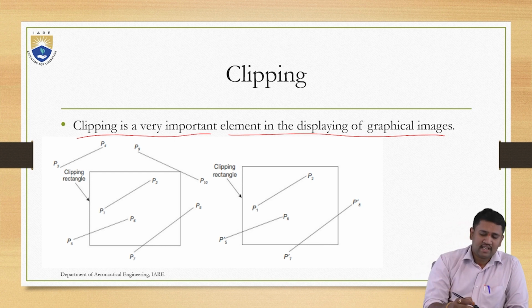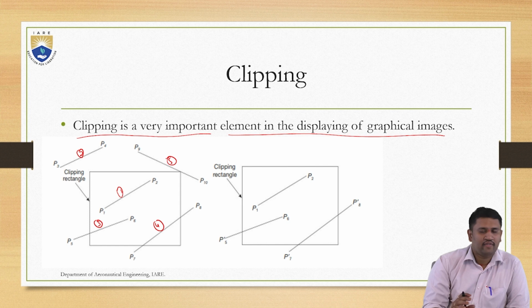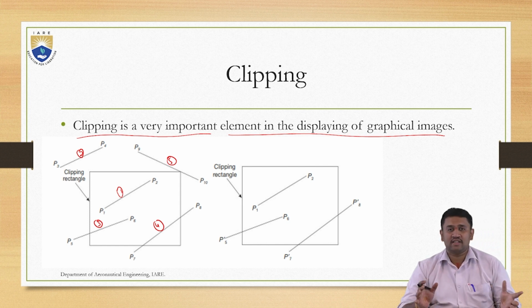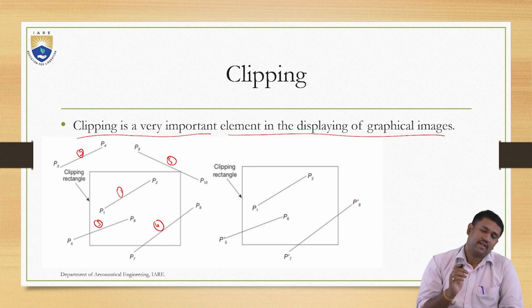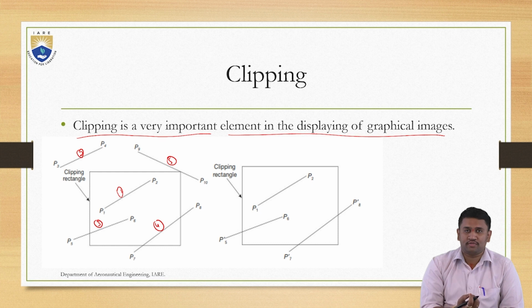Let's take an example. Let's consider line 1, line 2, line 3, line 4, line 5. 5 lines which are in 3D space or a 3D workspace or draft section, and you want to see a particular section, a particular part or a particular edge of your whole object, which you'll be zooming on to, right?